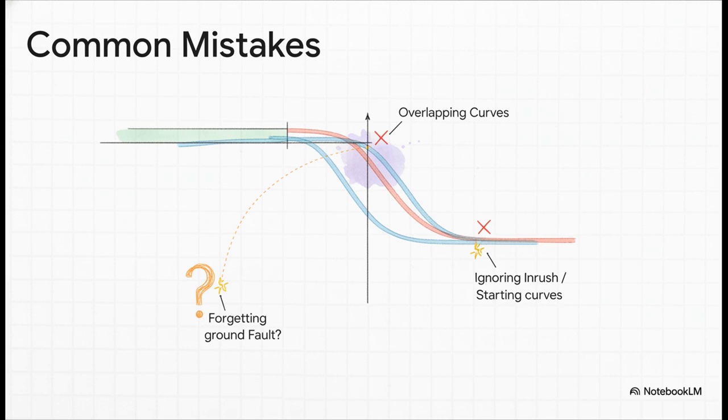Another big one is setting an upstream breaker's instantaneous pickup too low. It gets too sensitive and trips for faults that a downstream breaker should have handled. Then there are the things people forget to plot, like the huge but temporary inrush current when you energize a transformer, or the starting curve of a big motor. Ignoring those leads to constant, frustrating nuisance trips. And finally, getting the phase protection perfect but completely forgetting to coordinate the ground fault curves can leave a huge, dangerous hole in your safety net.